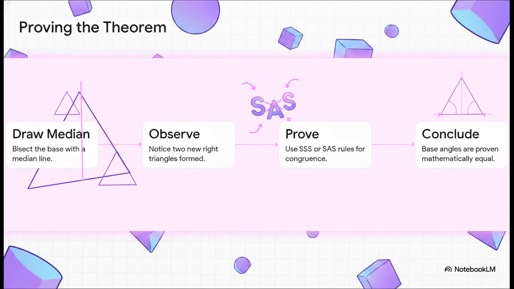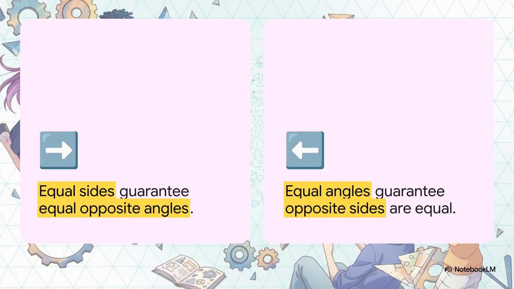And finally, Step 4. Because the two halves are identical, those two outer base angles must logically be identical too. That middle median acts as a flawless mirror line. And what's truly beautiful about this math is that it's a two-way street.